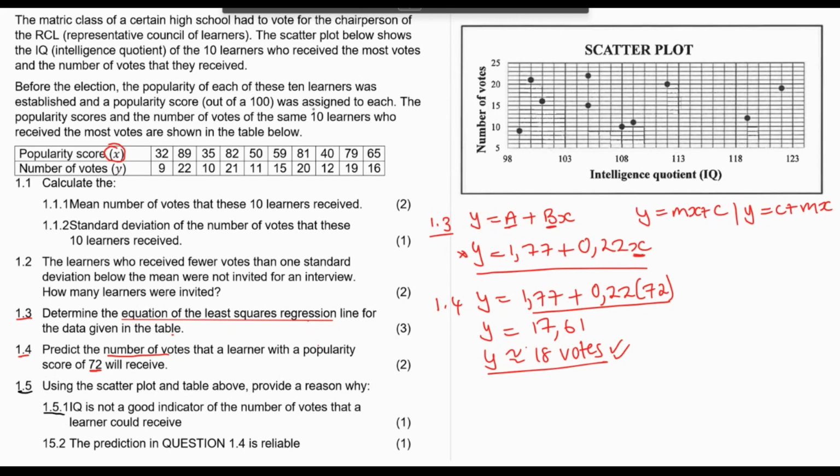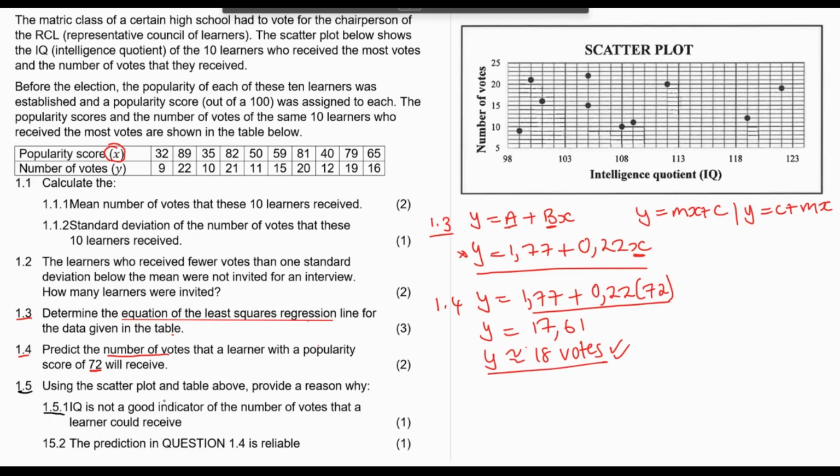Before the election, the popularity of each of these 10 learners was established, and a popularity score out of 100 was assigned to each. The popularity scores and the number of votes of the same 10 learners who received the most votes are shown in the table below. Question 151. Using the scatter plot and the table above, provide a reason why the IQ is not a good indicator of the number of votes that a learner could receive.